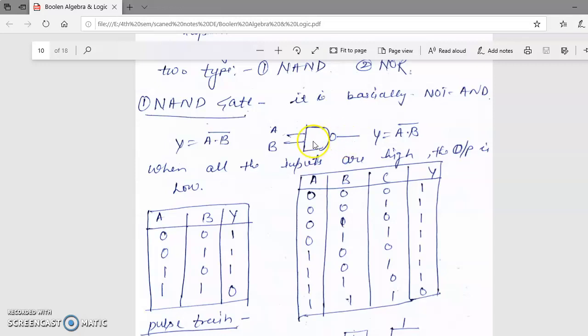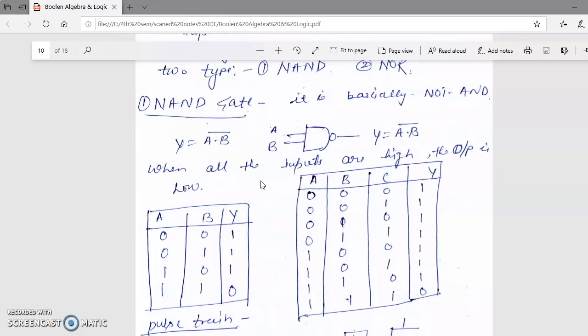The output Y equals, because the AND gate output is A dot B, and using the NOT gate we get the complement of A dot B. Okay, this is the output, (A dot B) bar. When all the inputs are high, the output is low. The NAND gate is just opposite to the AND gate.